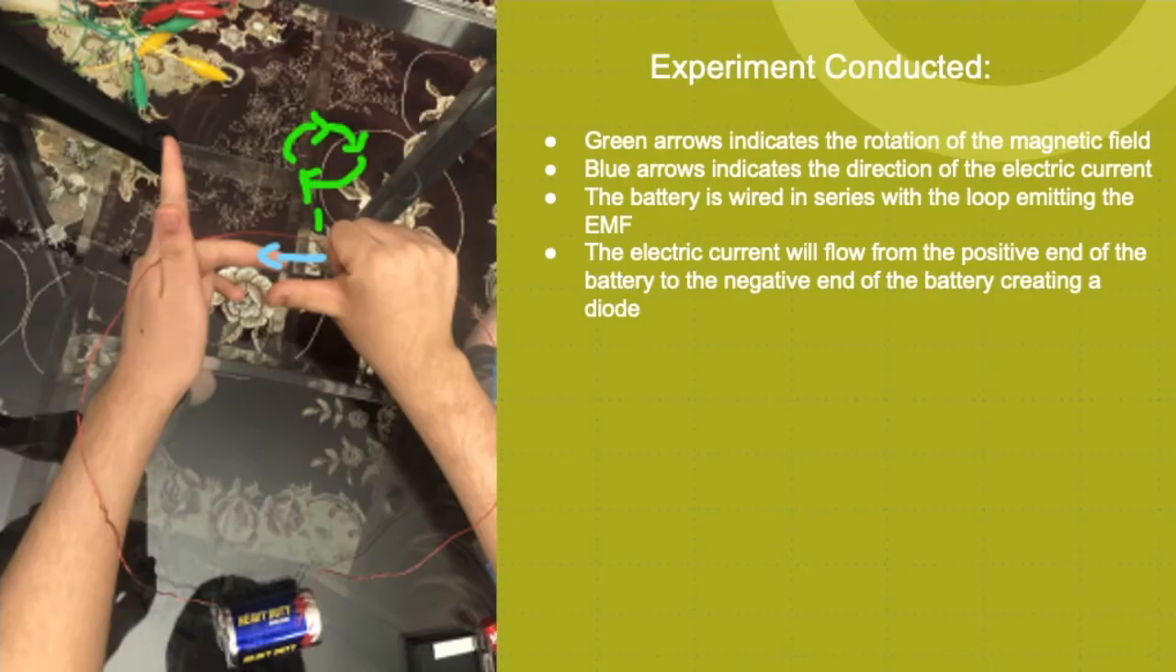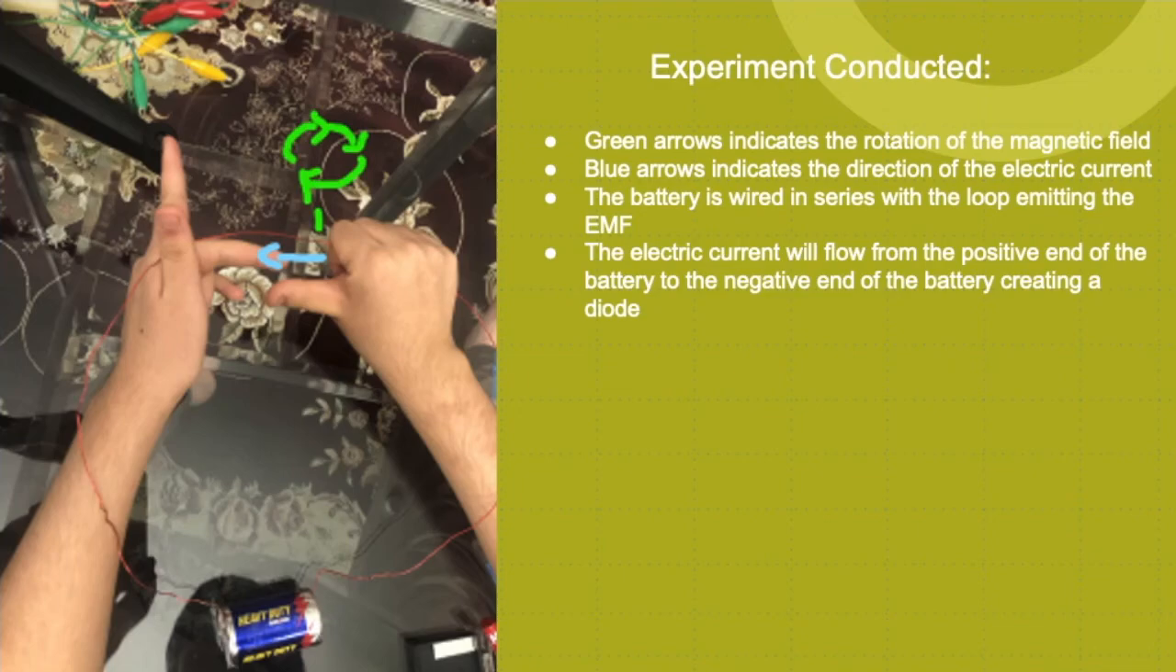Finally, we come to the experiment conducted. As observed in the picture, the green arrows indicate the rotation of the magnetic field as described by the right-hand rule. The blue arrows indicate the direction or the magnitude of the electrical current. The battery is wired in series with a loop emitting the EMF. The electric current will flow from the positive end of the battery to the negative end of the battery, creating a complete diode.